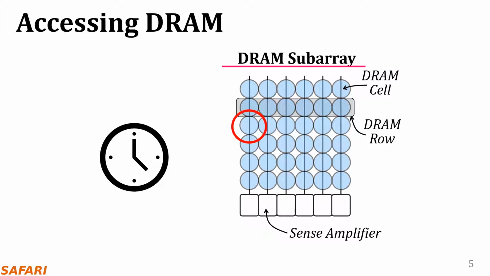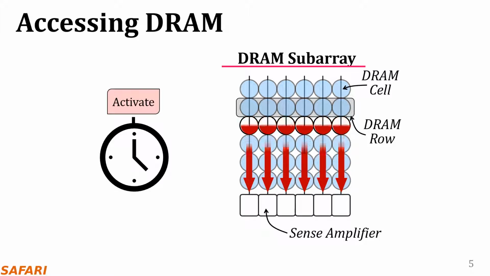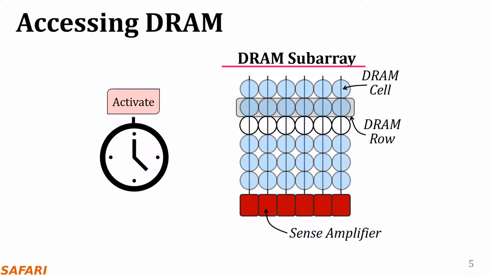Now let's take a look at the DRAM commands that the memory controller issues to read data from a particular DRAM cell. To perform an access, the memory controller first activates, or opens, a row by issuing an activate command. Activate causes the cells of the selected row to share their charge with the sense amplifiers. Based on the charge amount received, the sense amplifiers determine the value that each cell stores, and then they restore the charge of the cells back to its initial amount.